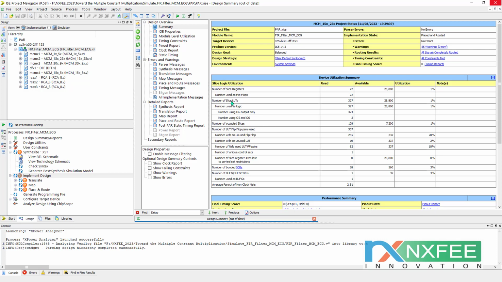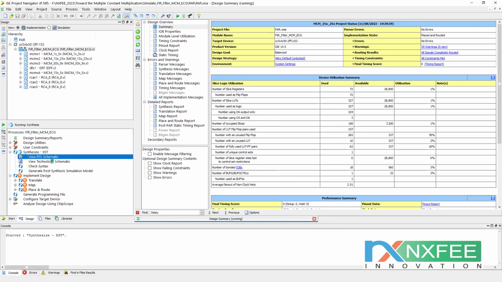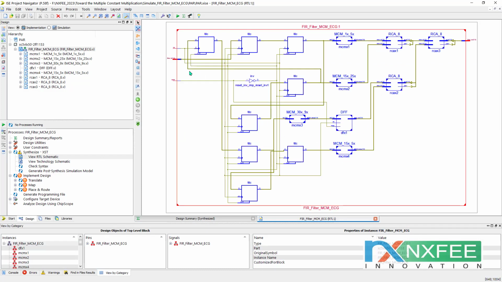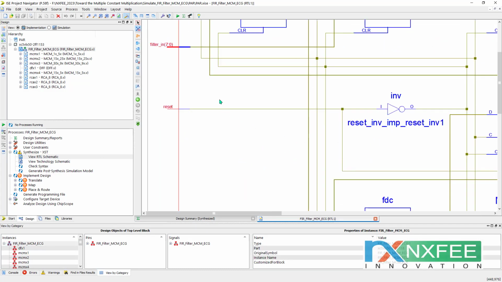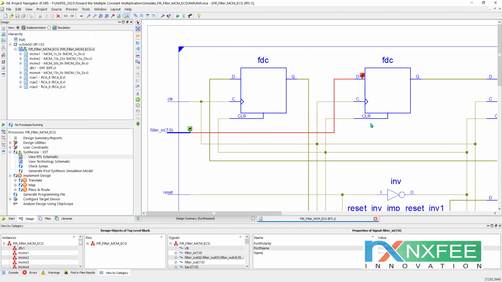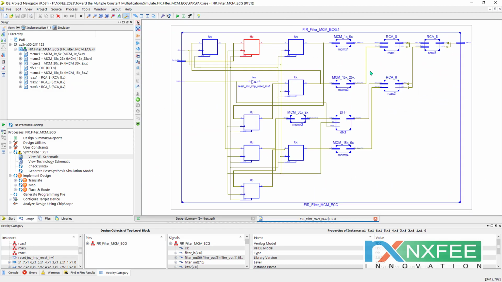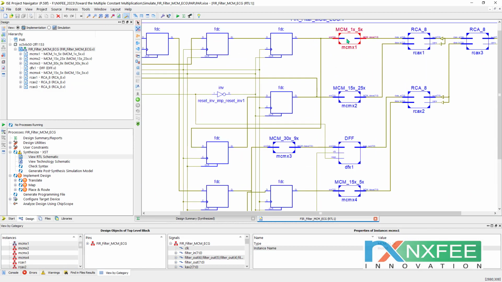This is the existing synthesized report. Here you can analyze the number of slice registers, LUTs, occupied slices and IOBs. Here we can verify the RTL schematic. The filter input is given directly to a number of flip-flops. These flip-flops sample the value, and it is given to the MCM.